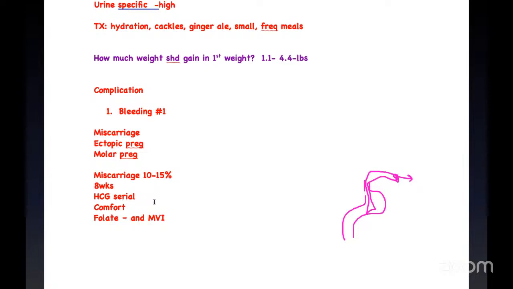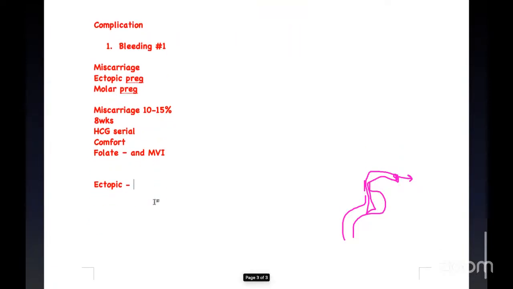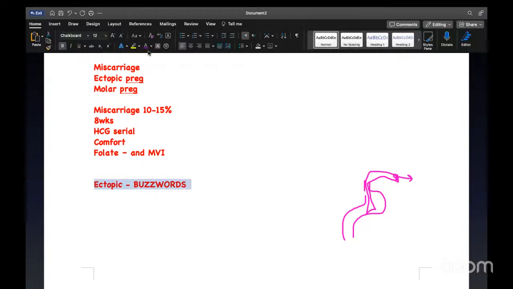If they give you an ectopic pregnancy, it's going to be classic. What do you guys think? In the case of an ectopic pregnancy, what are you looking for? You should know what you're looking for so that when you're reading the case, you know, oh, this is an ectopic pregnancy. I call them buzzwords. There are a few buzzwords that tell me this is an ectopic pregnancy. So what do you think? What do you see in the case?